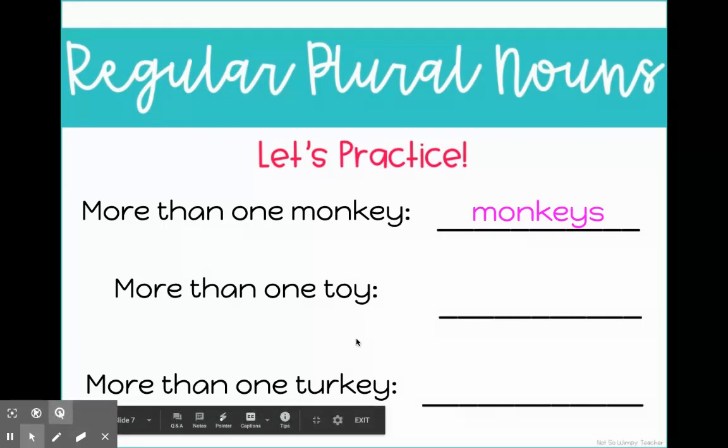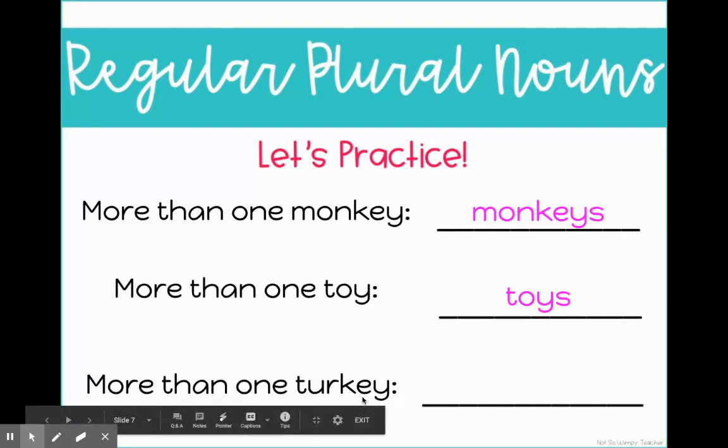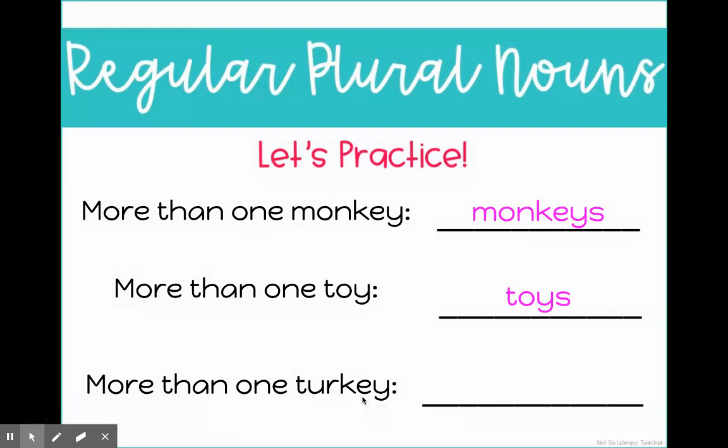So what if I had more than one toy? Remember, an O is a vowel, and then we have a Y. Good, I would just add an S and make toys. And the last one, we've already talked about E is a vowel. So how could I have more than one turkey? Good, turkeys.